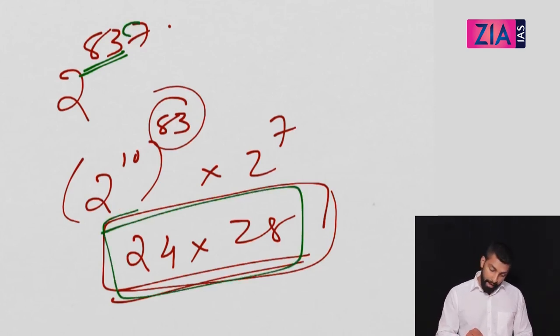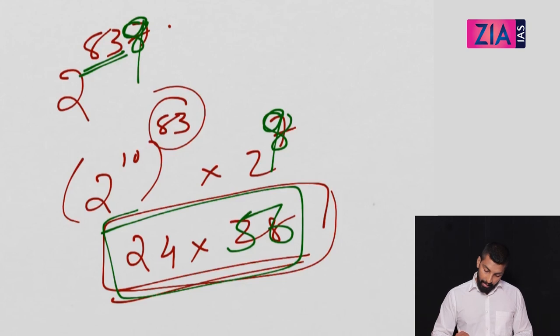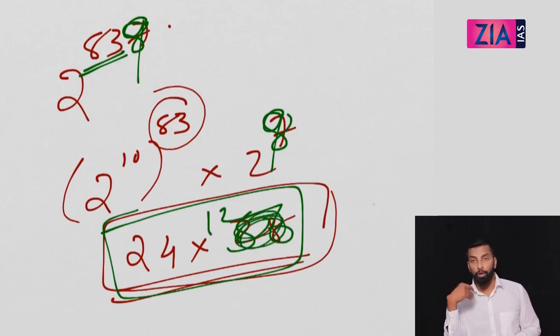So if it was 8, this will become 8. So this will become 56. If this was 9, this becomes 9, then this becomes 1, 2. That multiplication you need to do. But in case of even, you don't want to do that multiplication. See, now onwards it's like this only.